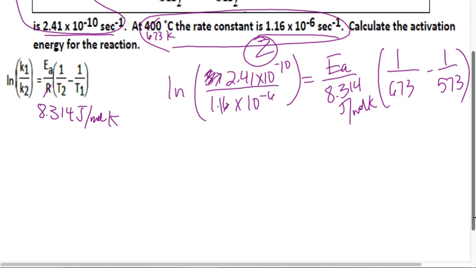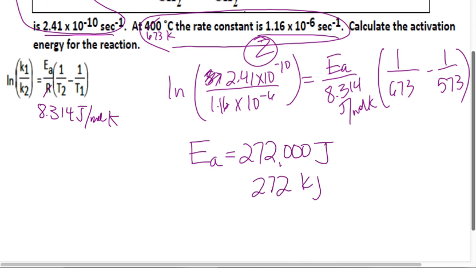I don't care unless I tell you. So what is it going to be when you calculate it? Joules or kilojoules? 272,000. So that would be 272 kilojoules. I don't worry about making a change unless you're asked. Leave it in joules. Is everyone happy with that answer?